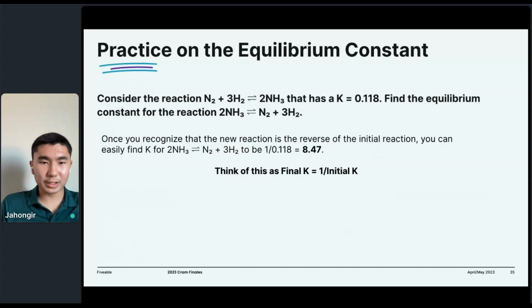Now, consider the reaction of N2 and 3 moles of H2 in equilibrium, which goes to 2NH3, and that has a K value of 0.118. It then asks us to find the equilibrium constant for the reaction that looks like it's flipped. When we talked about our past rules, we said that if our reaction is flipped, the equilibrium constant is 1 over K. This is the inverse of the equilibrium constant that we've been given, which is 1 over 0.118. This will be 8.47 as our new equilibrium constant. So remember, our final K when we're flipping the reaction is going to be 1 over our initial K.